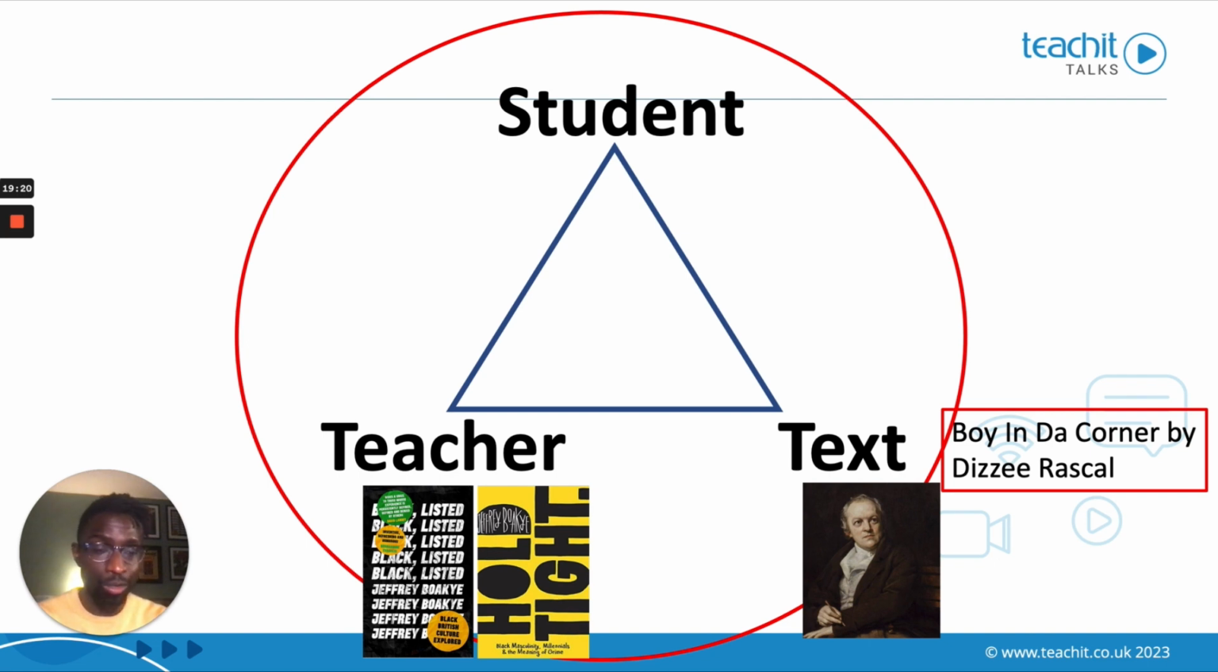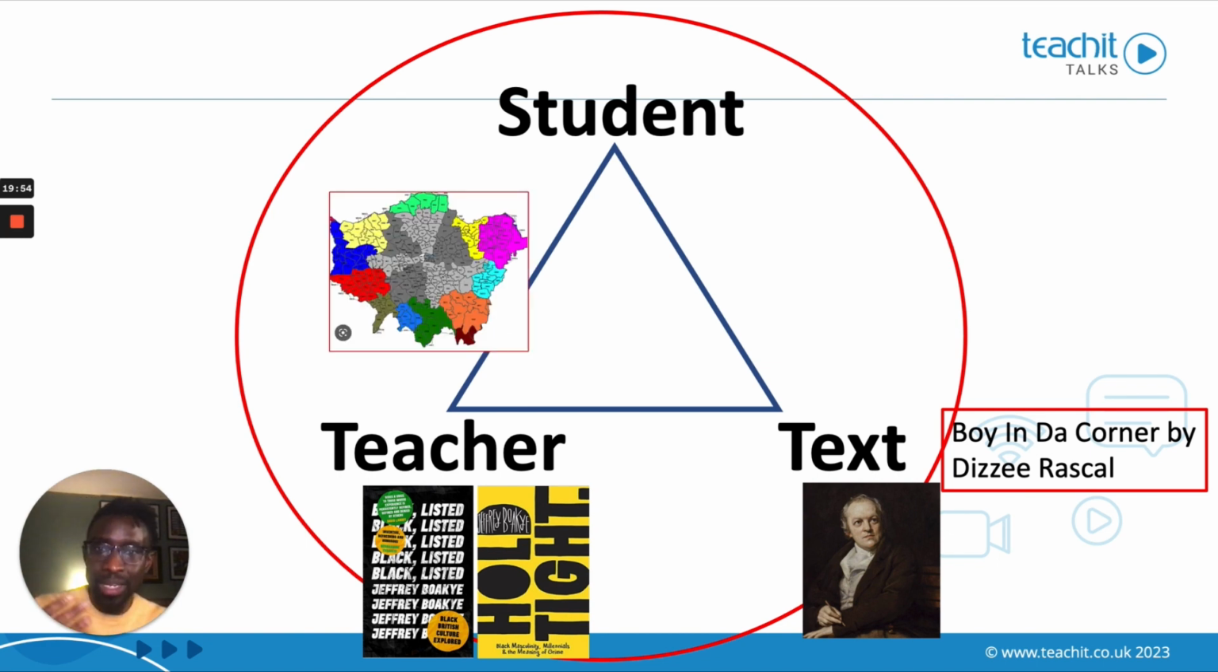Boy in the Corner by Dizzy Rascal. That was a very, very clear link for me because Dizzy Rascal was a young rapper from East London who did the same thing as William Blake just 300 years later, being critical of society, being an outsider artist, saying complicated things in very simple, accessible language, breaking a lot of rules of language whilst doing so, being playful, being energetic, being provocative. So to me, it was a no-brainer to bring Dizzy Rascal's work into the curriculum.